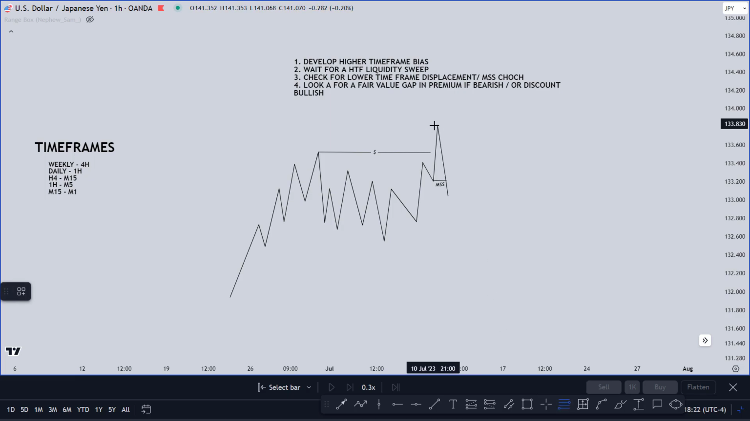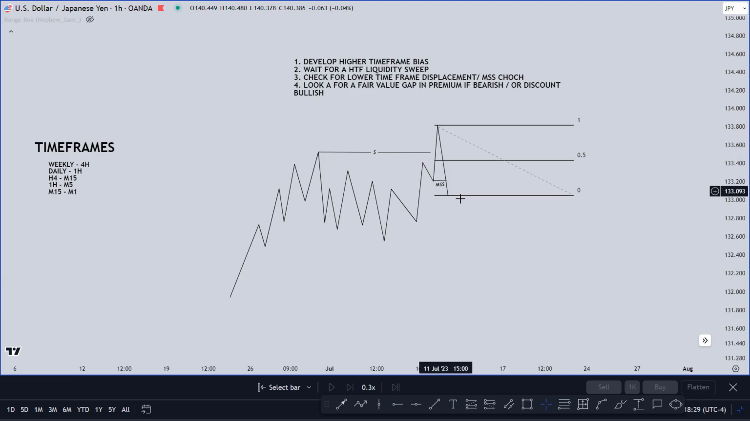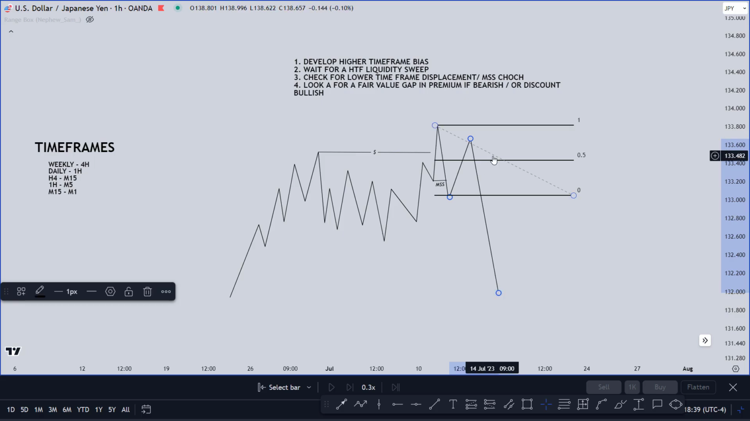So as you can see here, we're just gonna grab the tool and align it with the high of the new range, from this high right here to this low right here. So align it with the high and the low. And now we'll wait for price to pull back into premium, right? Pull back into premium before we go to the downside.